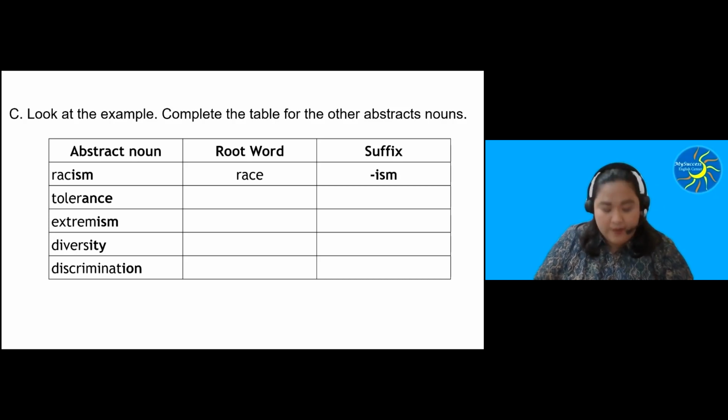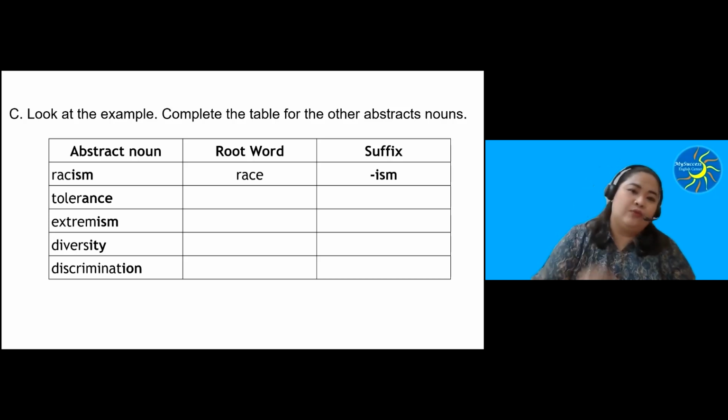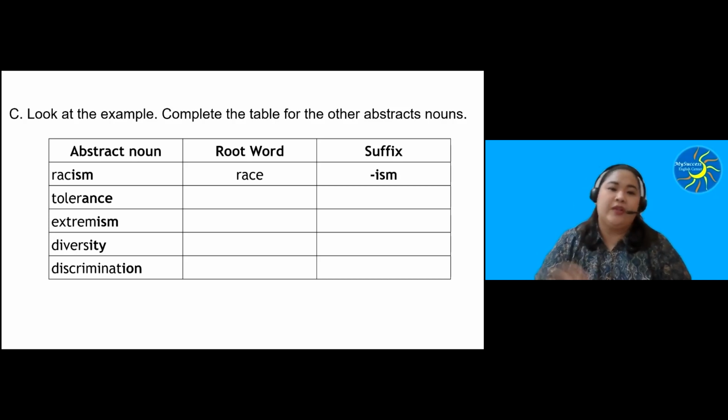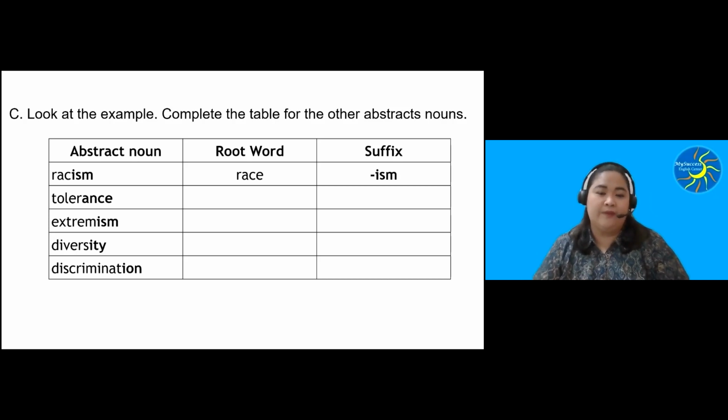So remember that the suffix is additional letters that are added to the root word in order to change the function of the word and also to change the meaning of the word. All right? Okay. So I give you like 1 minute to complete the table. Maybe you got the correct answer, especially for the root word because we haven't discussed that yet.